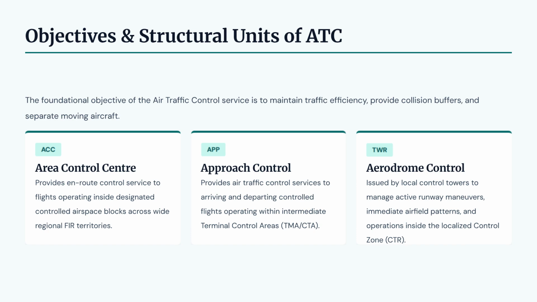The main objective of ATC is to ensure traffic efficiency, collision avoidance, and aircraft separation. The structural units include the Area Control Center for en-route control, Approach Control for arriving and departing traffic within terminal control areas, and Aerodrome Control for local maneuvers in the control zone.